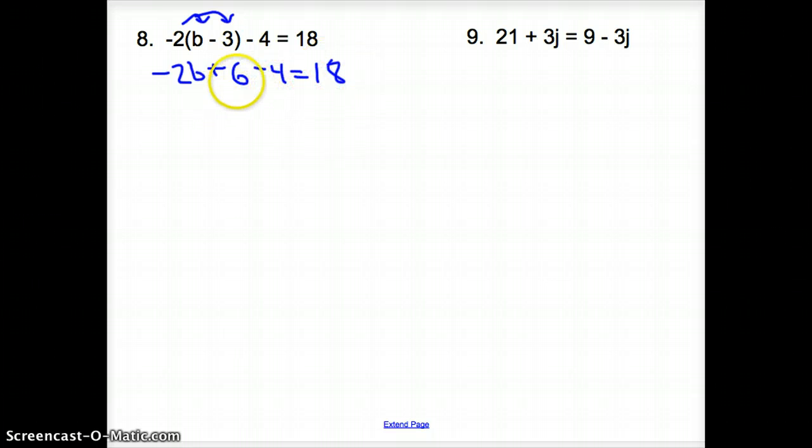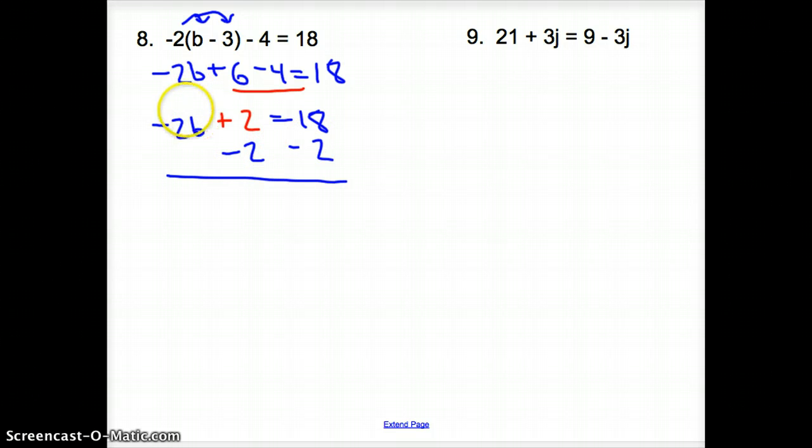Next step, combine all your like terms. So I'm going to combine these two guys because they're my like terms. 6 minus 4 is +2. Bring down everything else that you don't use, -2b equals 18. Next, I have to subtract the 2 because I'm trying to get this -2b all by itself. So what I do to one side, I have to do to the other side. Bring down what I did not touch, so I'm bringing down the -2b equals 18 minus 2, 16.